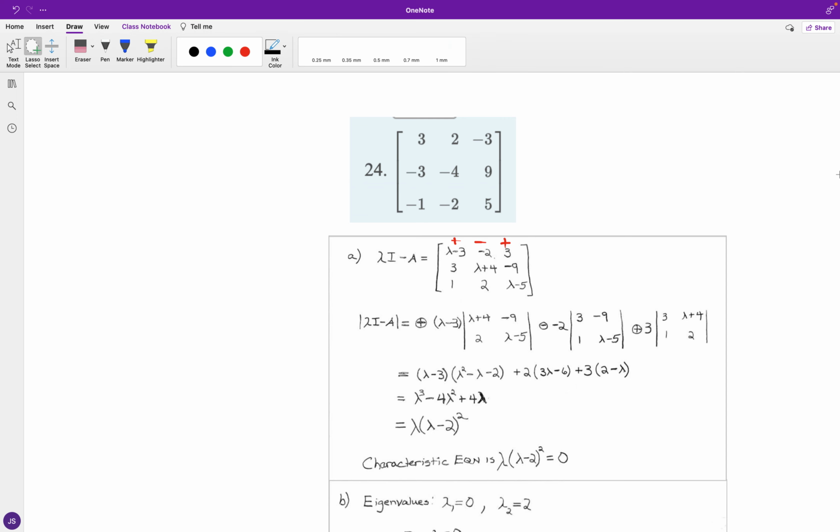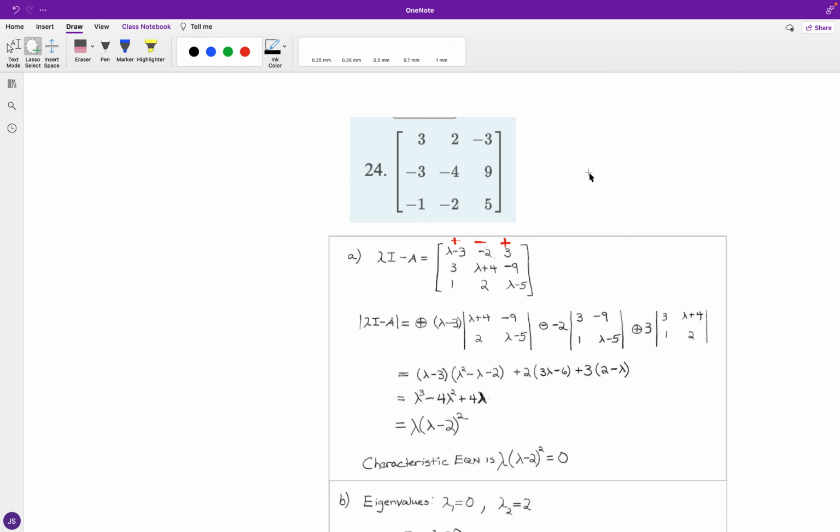And in the midst of zeros, we have lambda minus 3, 0 minus 2 is negative 2, 0 minus negative 3 is 3, and we have 0 minus negative 3 is positive 3, and for lambda minus negative 4, this translates to lambda plus 4, and we have 0 minus 9, which is negative 9. For the last row, we have 0 minus negative 1, which translates to positive 1, 0 minus negative 2 becomes positive 2, and we have lambda minus 5.